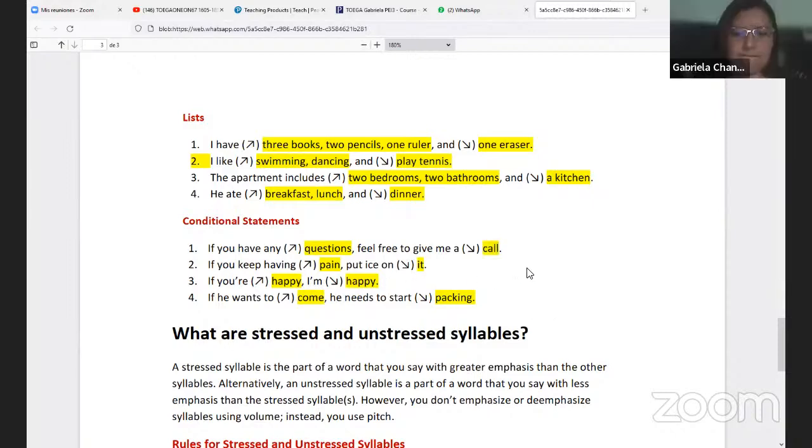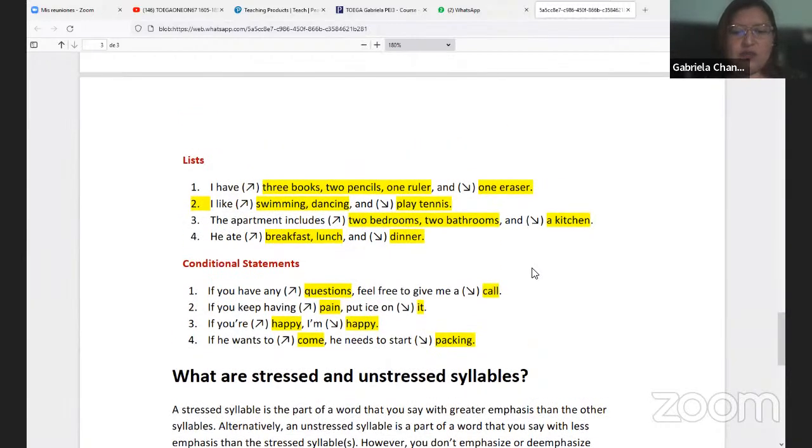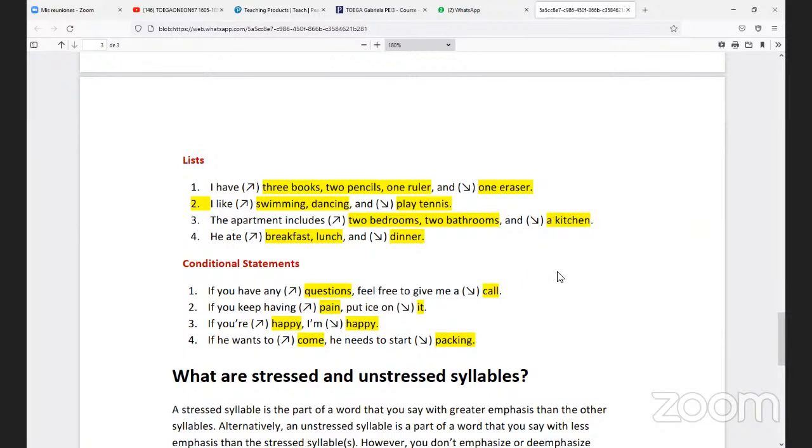Okay. So let's read it. If you have any questions, feel free to give me a call. If you keep having pain, put ice on it. If you're happy, I'm happy. If he wants to come, he needs to start packing. Excellent. Very good. So that is the way we mix conditionals and intonation.